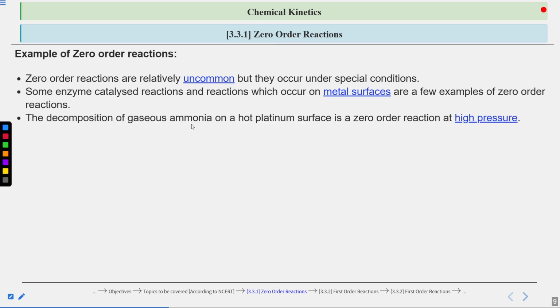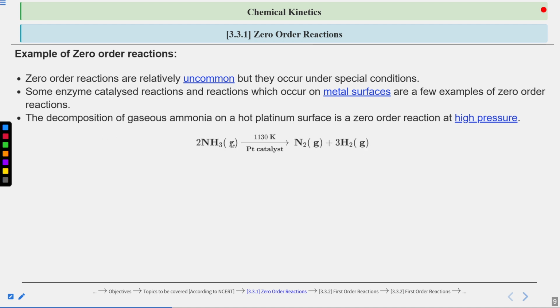Decomposition of gaseous ammonia NH3 on a hot platinum surface is a zero order reaction at high pressure. There is also a condition that it occurs at high pressure. Decomposition means dissociation, or breaking down into the constituent elements. So decomposition of gaseous ammonia on a hot platinum surface is also a zero order type of reaction at high pressure. It needs high pressure to occur.